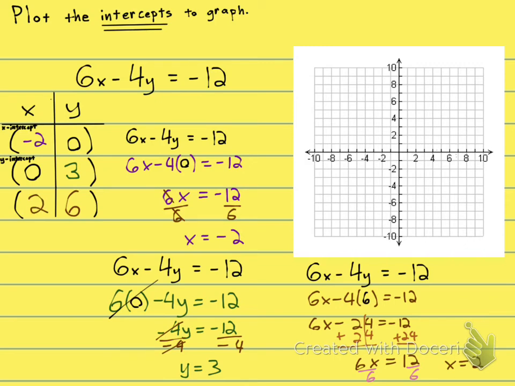All right, let's go over on the graph. First, I have negative 2, 0. That means 2 to the back, 0 up and down. So negative 2, 0 is right there. And then I have 0, 3. And you have to click on these two intercepts, negative 2, 0 and 0, 3. Okay, I draw my line. I need to make sure that it goes through 2 and 6.